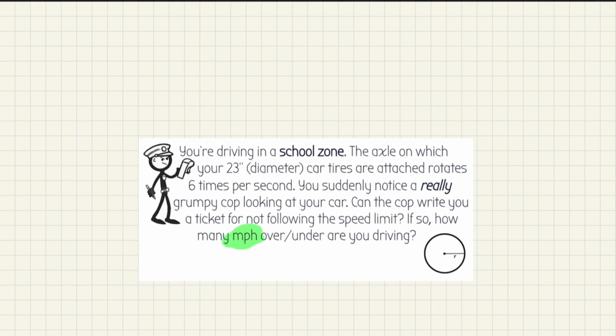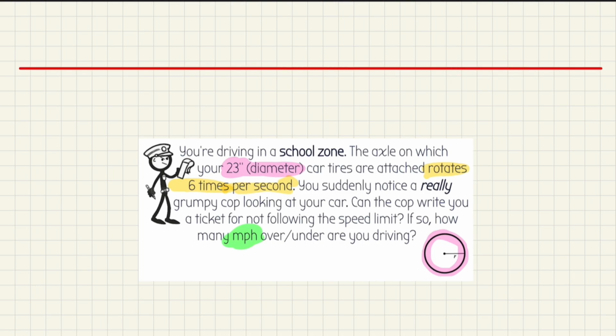So miles per hour is what we want to finish with, but right now we only know that it is rotating essentially 6 times per second. So that's the information we are starting with. Then we also have that the car tires have a 23-inch diameter, and if we haven't noticed by now, you're probably going to need to find circumference in order to work out this problem.